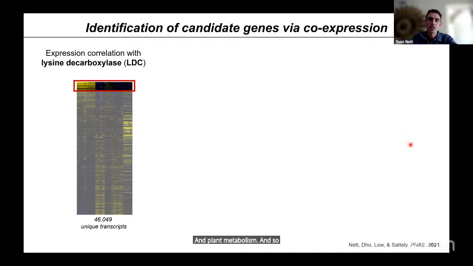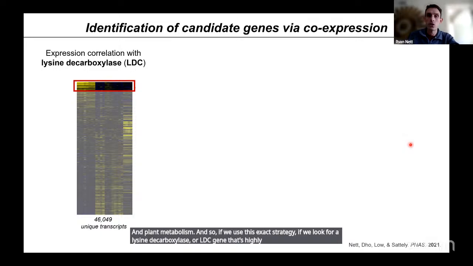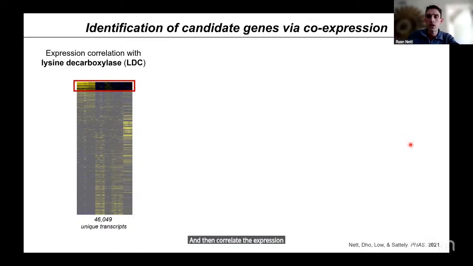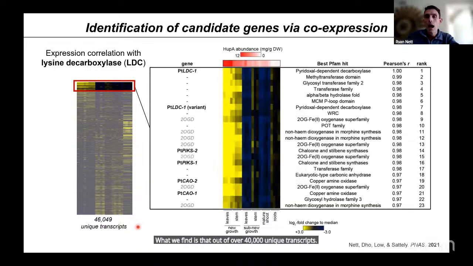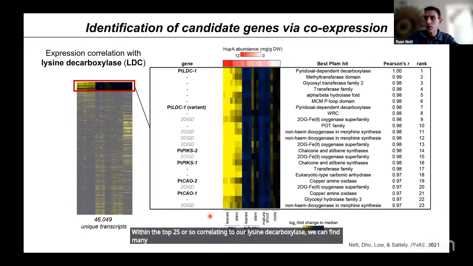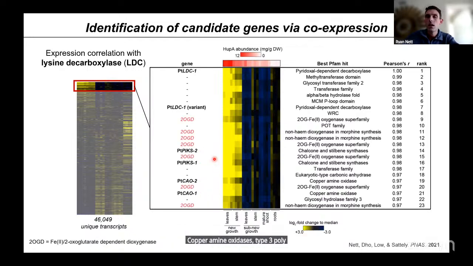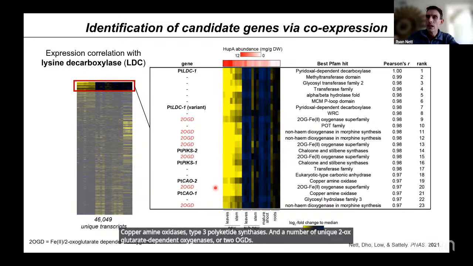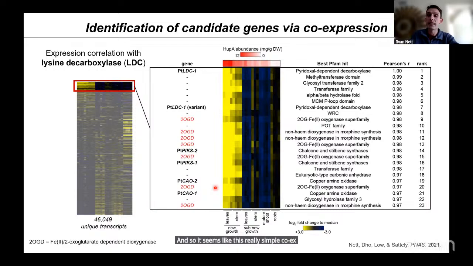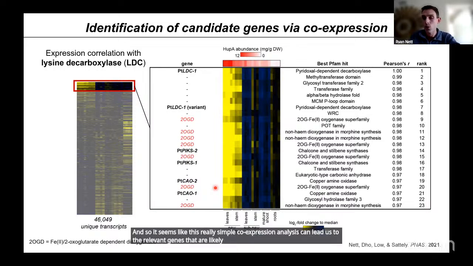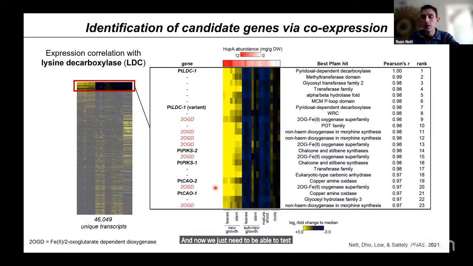And so if we use this exact strategy, if we look for a lysine decarboxylase or LDC gene that's highly expressed in our new growth tissue, and then correlate the expression of all genes in our transcriptome, what we find is that out of over 40,000 unique transcripts, within the top 25 or so correlating to our lysine decarboxylase, we can find many of the relevant enzymes that we were expecting. For example, copper amine oxidases, type 3 polyketide synthases, and a number of unique 2-oxoglutarate-dependent dioxygenases or 2-OGDs. And so it seems like this really simple co-expression analysis can lead us to the relevant genes that are likely involved in our pathway. And now we just need to be able to test them rapidly for function.